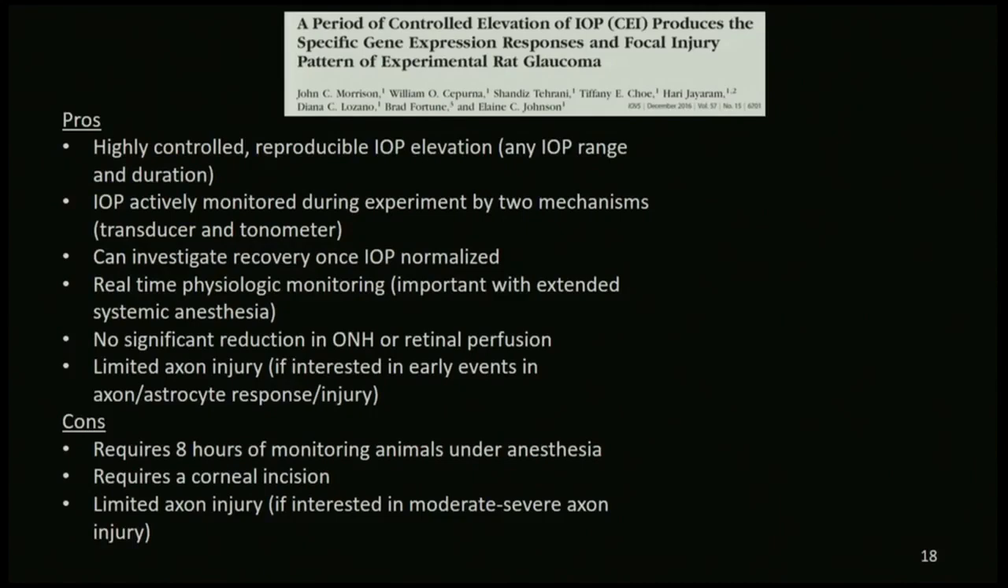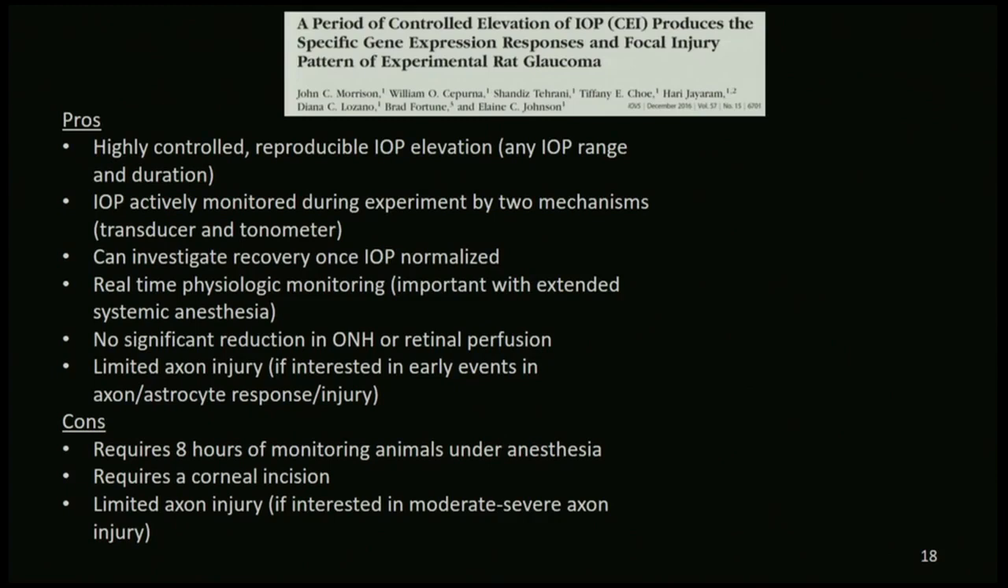So what are the pros of this model? Well, it's highly controlled. The IOP is very reproducible, and you can choose any IOP range and duration, provided you stay within the range that doesn't cause ischemia, and we'll talk about that.